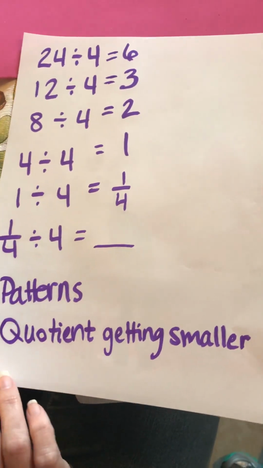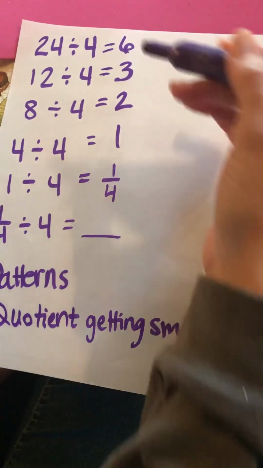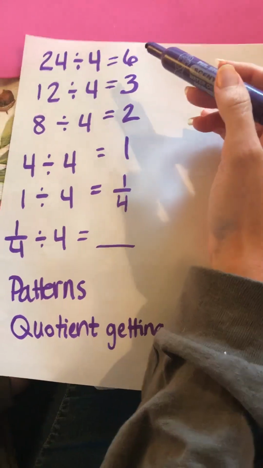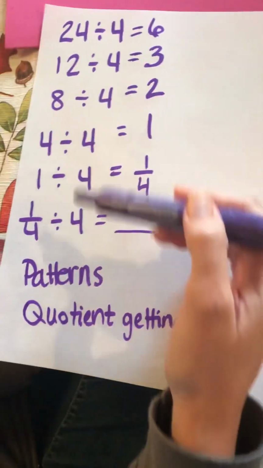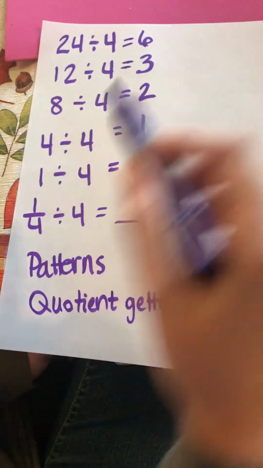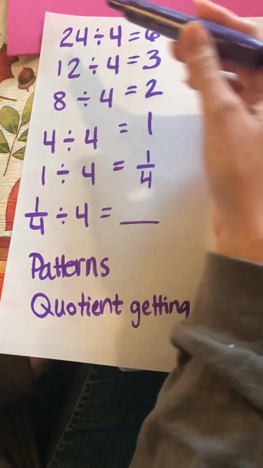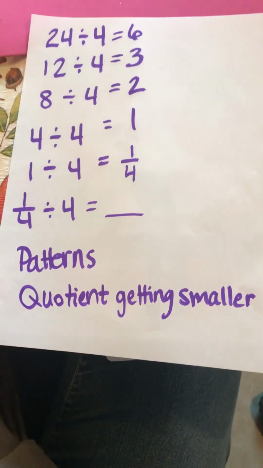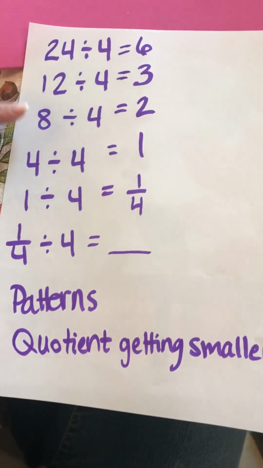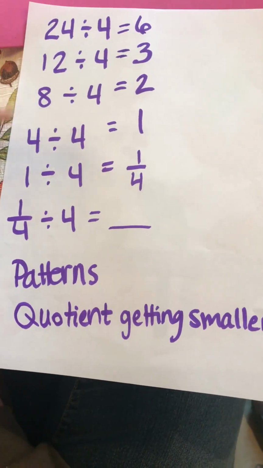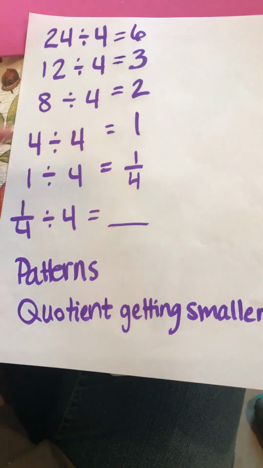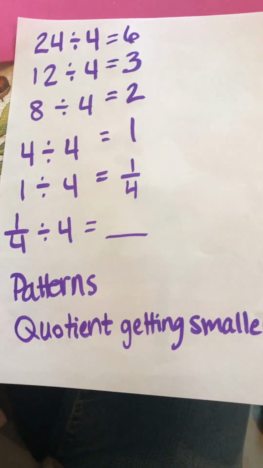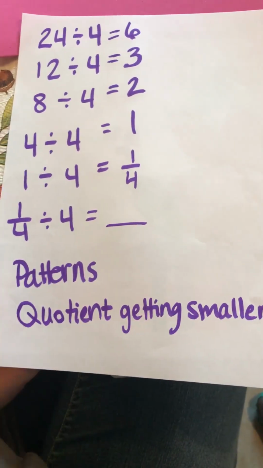Alright, so now if you looked at the patterns, you probably noticed that each time we were dividing by 4. But the number that we were dividing was getting smaller each time. So I started out with 24, and then I had 12, and then I had 8, and then 4, and then only 1, and then only 1/4 of a sweetheart. So each time the number that I shared got smaller.